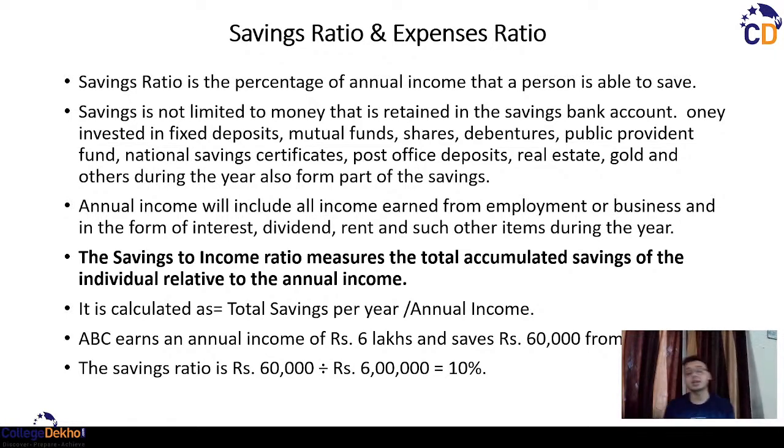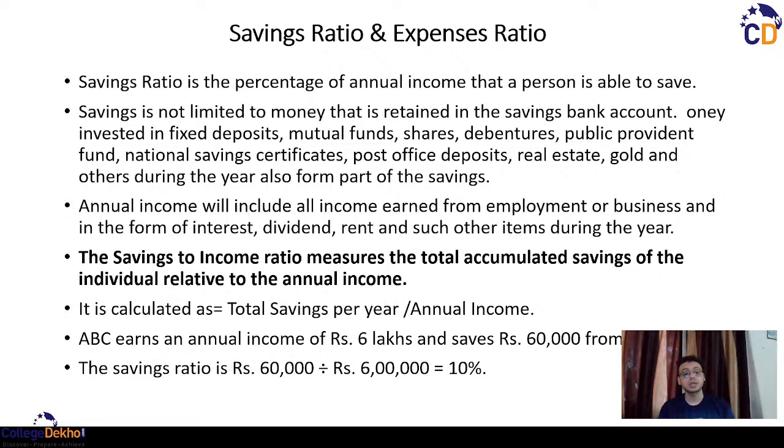People think that they are saving in a saving bank account or that they would be able to accumulate money there. No. Money invested into fixed deposits is also important, into mutual funds, shares, debentures, public provident fund, national savings certificates, post office deposits. All these things are different investment avenues in which you can invest your money. Okay. Then annual income will include all income earned from employment or business in the form of interest, dividend, rent, and any such other items during the year. So employment, business, interest, dividend, rent, that is the total income. Wherever the income is coming from, that means the total income.